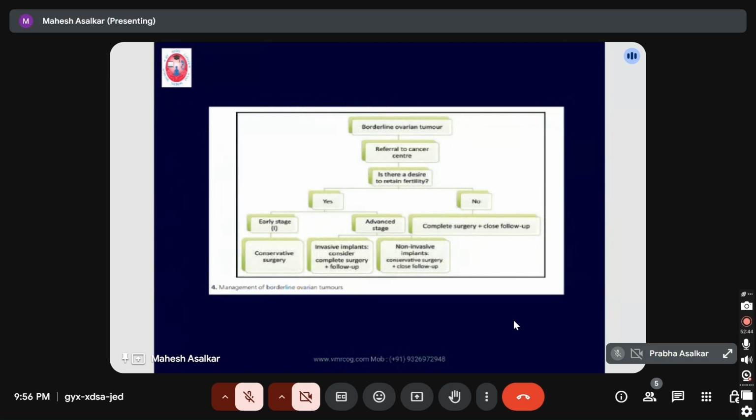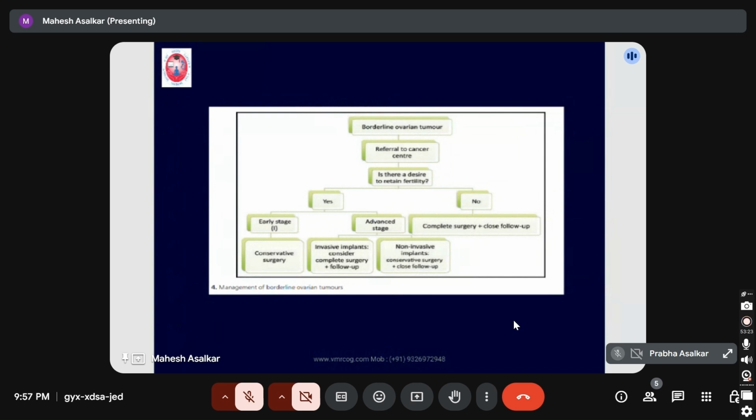So if you have a borderline ovarian tumor, then you will refer these patients to a cancer center. Then you will take into account the patient's wishes for fertility. If they want to retain fertility, and if it is an early stage disease, we can go ahead with a conservative surgery. If it is an advanced stage and implants are invasive, then we will complete the surgery and keep the patient for follow-up. If it is a non-invasive implant, then we might go for conservative surgery and close follow-up. And if the patient does not desire fertility, then complete surgery and close follow-up is required.